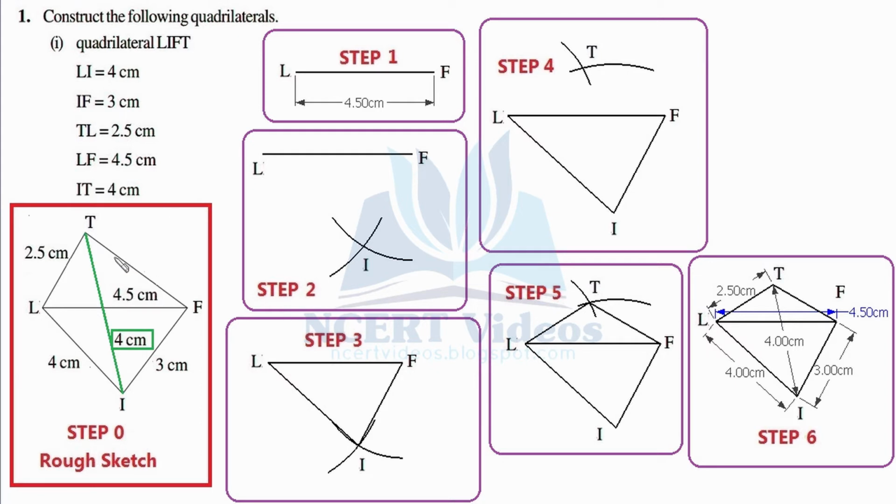Then TI is 4 centimeter, another diagonal TI is 4 centimeter, and we just connected this line segment. Therefore, we are now sure that our rough sketch is correct and we can head on to construct our actual figure with actual measurements. So first of all, in step number first, we simply connected LF with the help of a ruler and jotted down its measurement as 4.5 centimeter. With this, our step number first is completed.